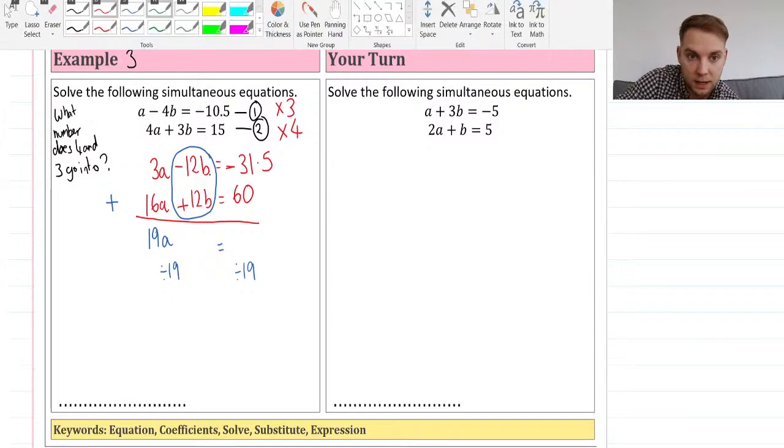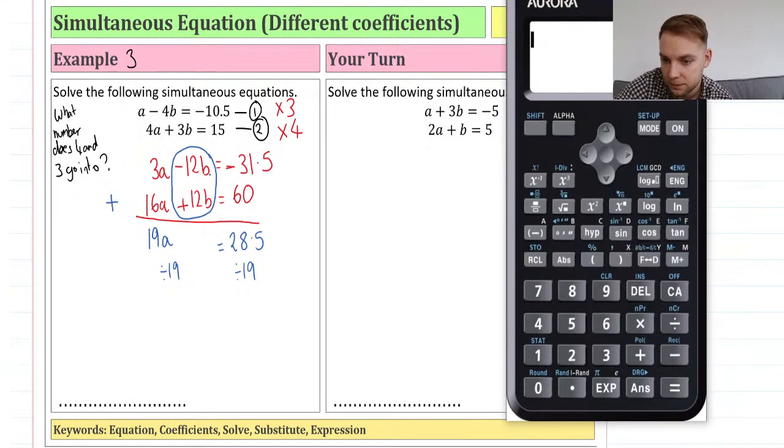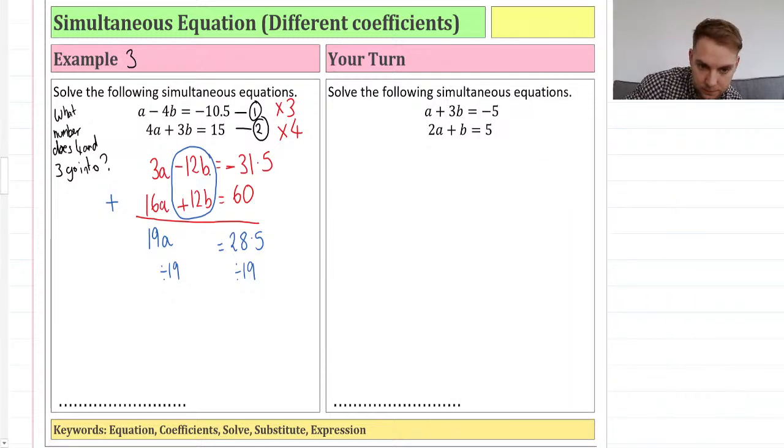So this one here is 28.5, and then 28.5 divided by 19. Let's do that. 28.5 divided by 19 is 1.5. That's a lot nicer, isn't it? So A is equal to 1.5.